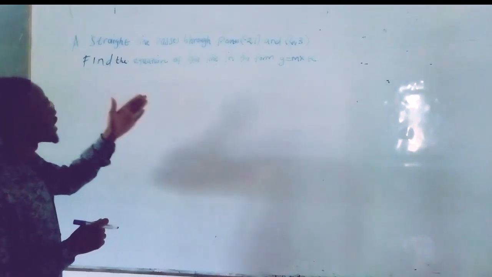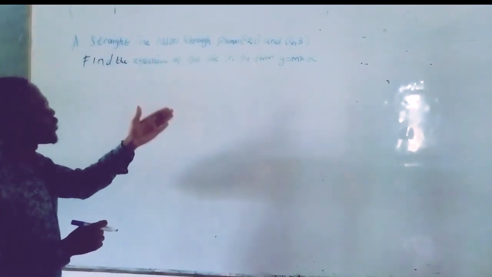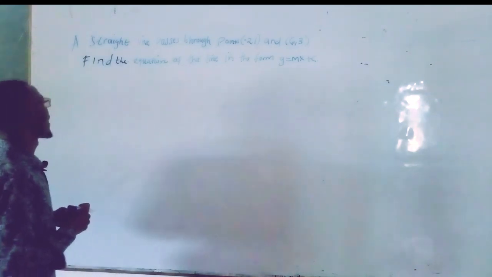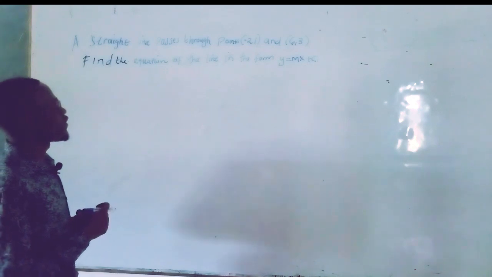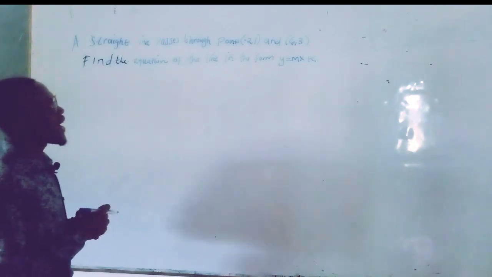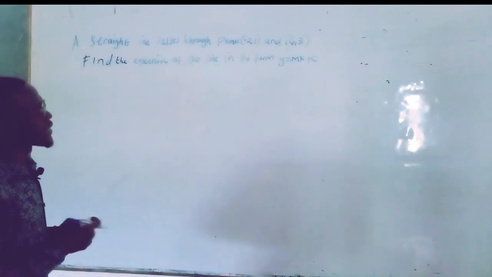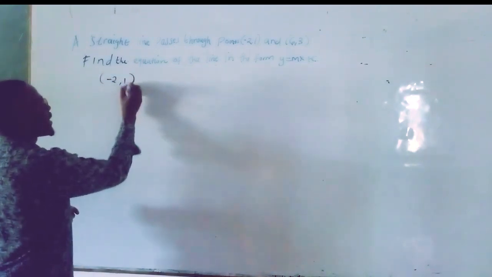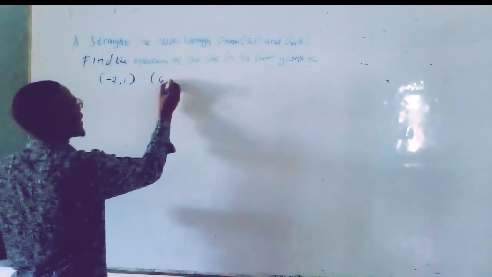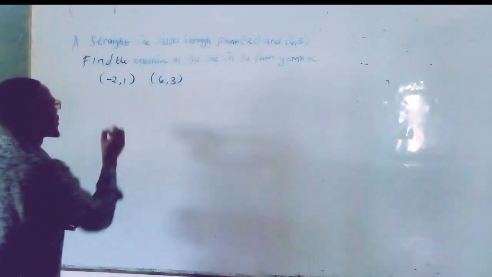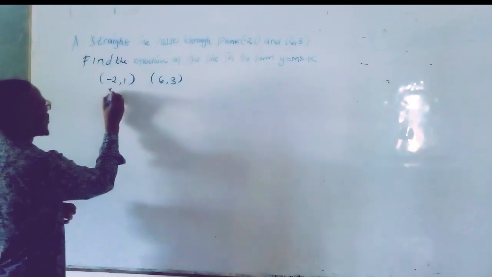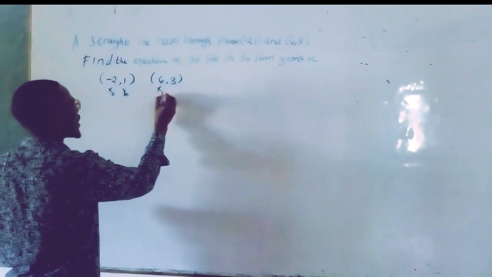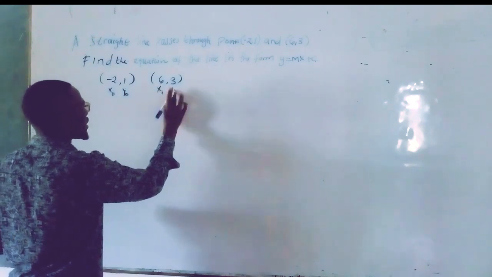A straight line passes through the points (-2, 1) and (6, 3). We're told to find the equation of the line in the form y = mx + c. So we're given a point (-2, 1), and the other point is (6, 3). Assume this represented as x0 and y0, and this will give us x1 and y1.